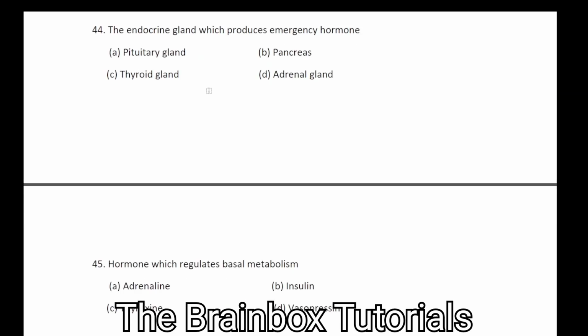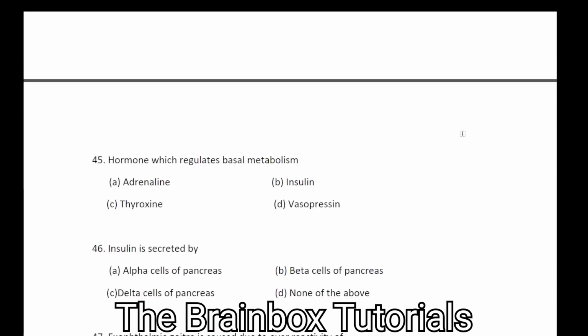Number 44. The endocrine gland which produces emergency hormone. Options are A. pituitary gland, B. pancreas, C. thyroid gland, D. adrenal gland. And the correct option will be D. adrenal gland, because this gland produces emergency hormone.